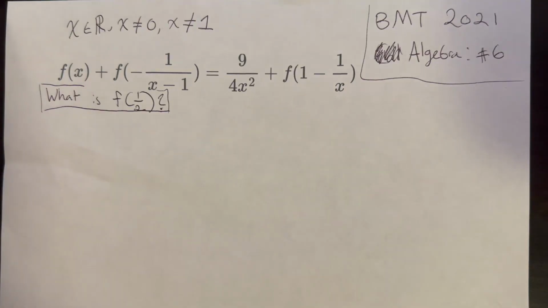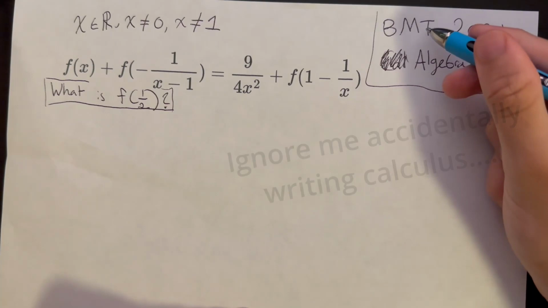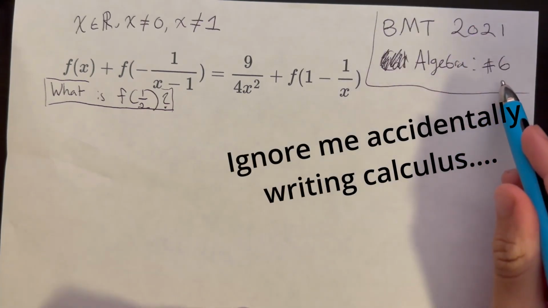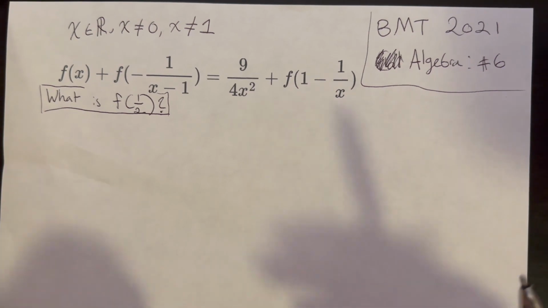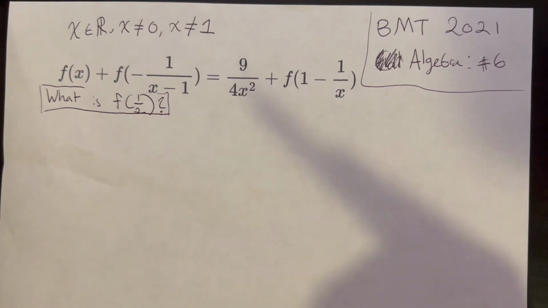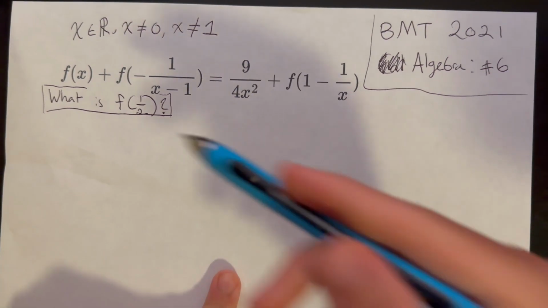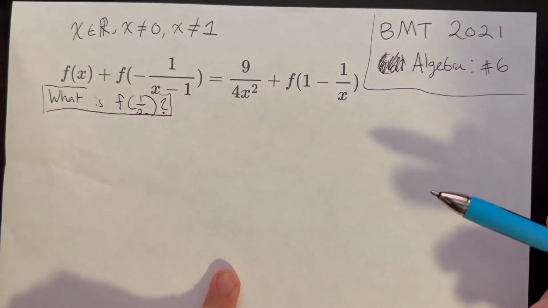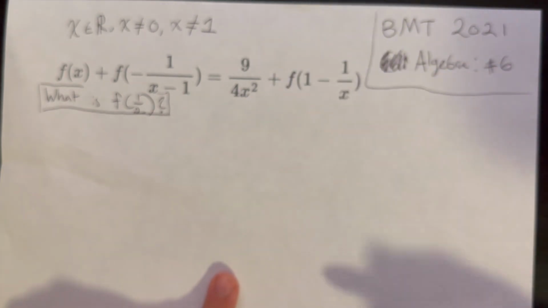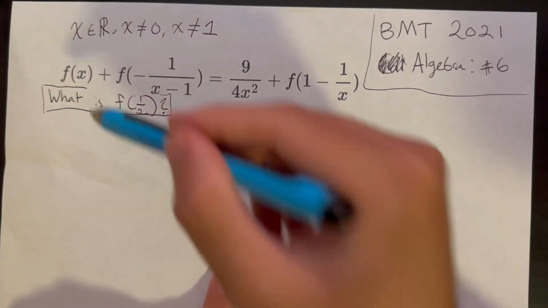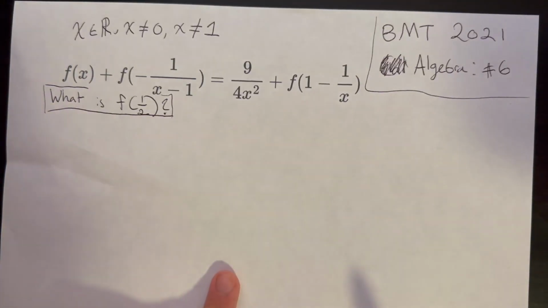Hello everyone, so today we're going to be going over a problem from the 2021 Berkeley Math Tournament, and this is problem number 6 on the algebra section, so it's actually pretty far into the test. This is not an easy problem, but we'll show you how to get the solution today. The problem gives us what's called a functional equation, which has a function f and different values of f, and asks us what is f of 1/2.